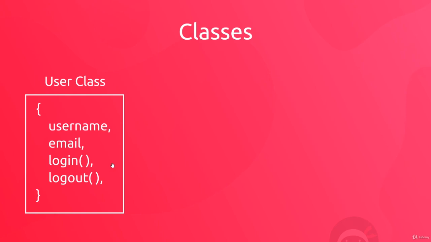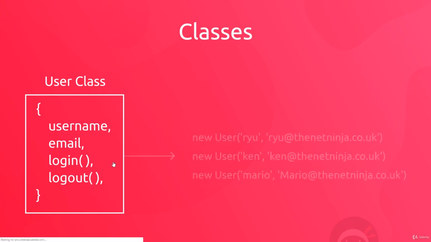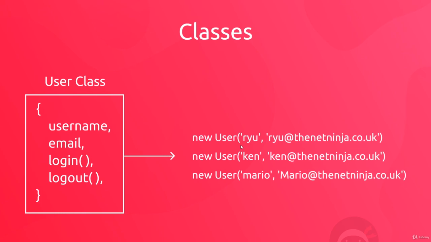But again, each user could have a unique email and a unique username. So we could say new user, pass in a username and an email. Create another one, pass in a different username and a different email, and so forth. But each time we're using the user class to create a new user object, and they all have these properties and all have these methods, but the values of some of the properties can be specified when we create that user so that they're unique.